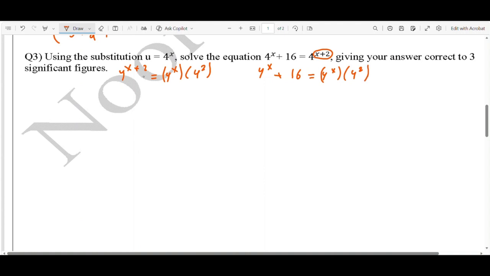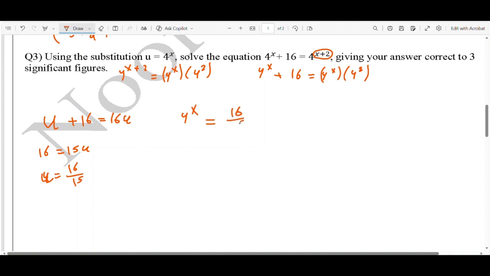I'm going to use substitution. It will be u plus 16 equals 4 squared, 16, so it will be 16u. Simplify: 16 equals 15u. So u equals 16 over 15. Now, actually u is 4 to the power x, which equals 16 over 15.